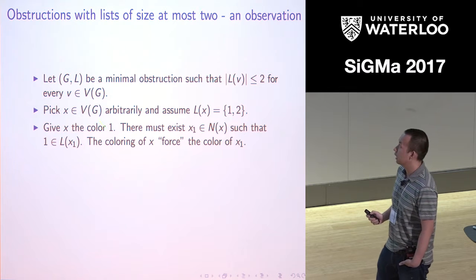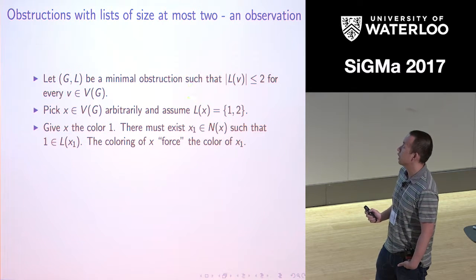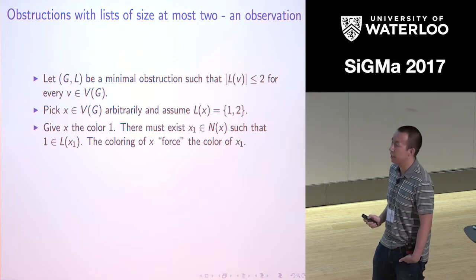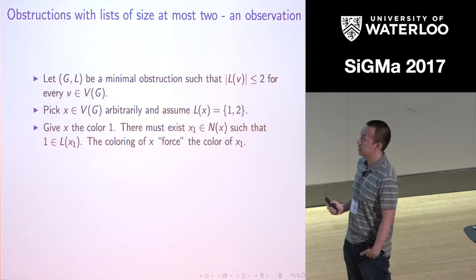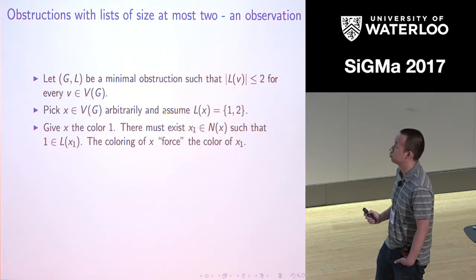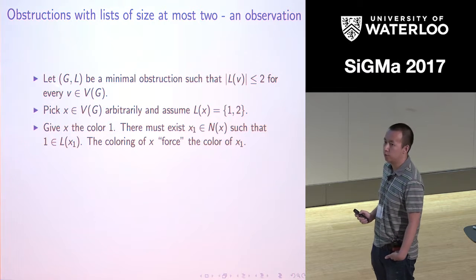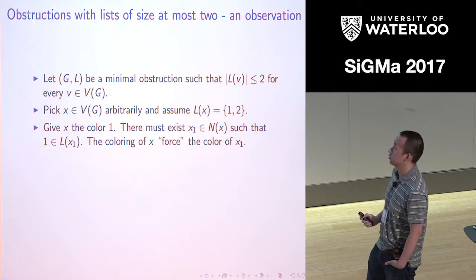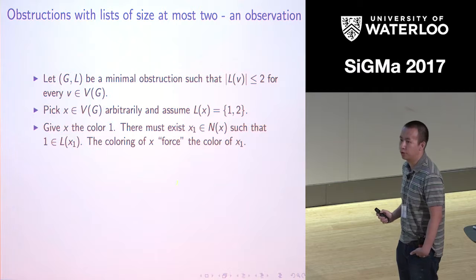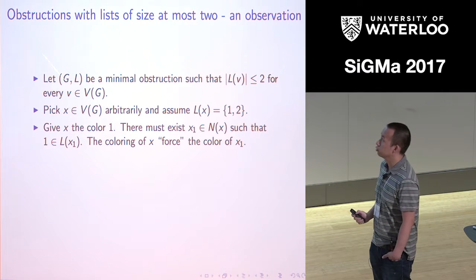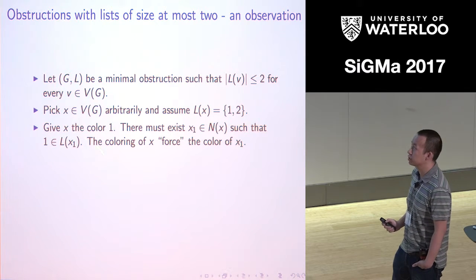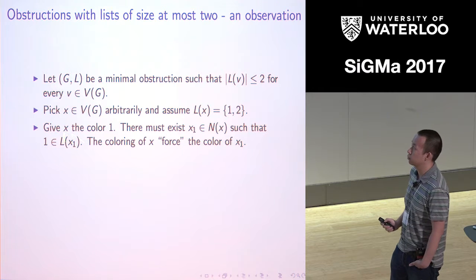So we pick an arbitrary vertex X, and we assume the list is {1, 2}. The first observation is that if 1 is in X's list, there must exist some vertex X1 adjacent to X that has 1 in its list. Because if that's not the case, then we delete X, we can color everything else by definition of minimal obstruction, and then we can give X the color 1, which makes the whole graph colorable. That's a contradiction. So we must find some vertex X1 in X's neighborhood such that 1 is in X1's list. Remember that the list of X1 is at most 2, and 1 is one of them. So once we give X the color 1, the coloring of X1 is somehow forced.